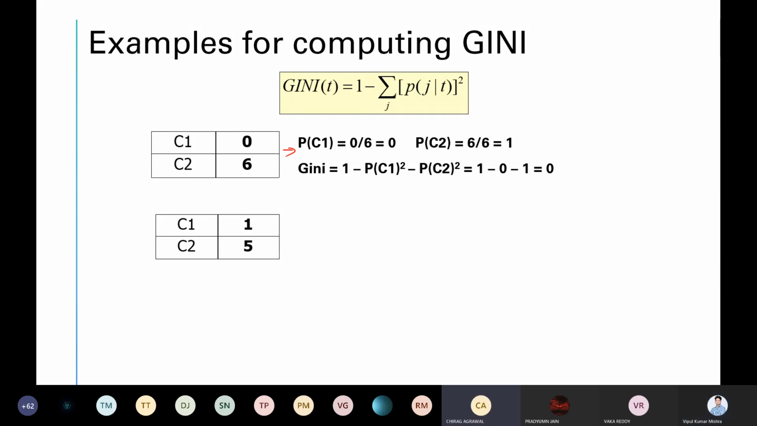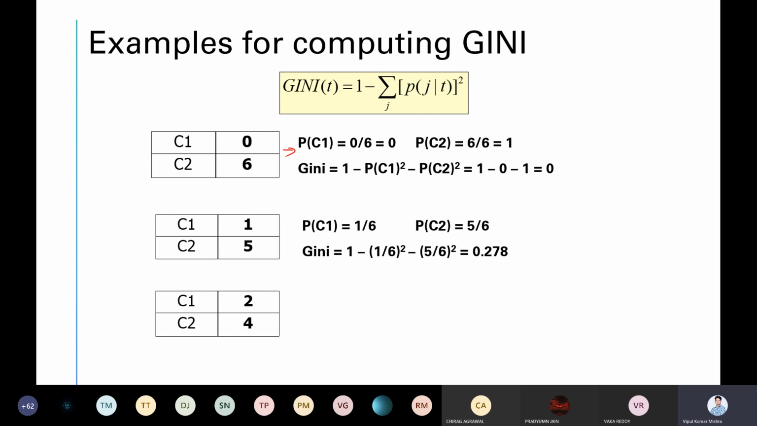Gini impurity cannot be more than 0.5. Sorry, sir. It will be 10 by 36. Now you can compute 10 by 36. 0.25... Okay, yeah, 10 by 36, true.